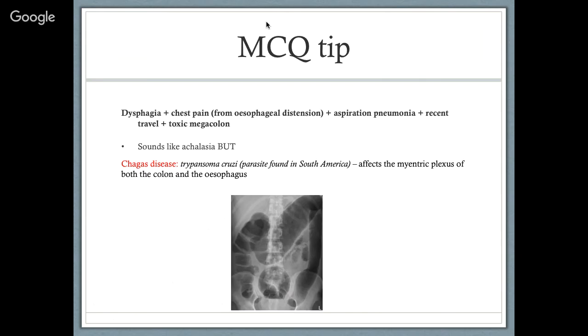It's Chagas disease. It's caused by a parasite found in South America. And it's the same sort of pathophysiology of achalasia, but it also affects the colon. So that's why you get toxic megacolon, which is, as you can see in the x-ray up there, really distended loops of bowel at high risk of perforation. So it's a surgical emergency. You need to be seen by a surgeon if you have toxic megacolon. Any questions so far?